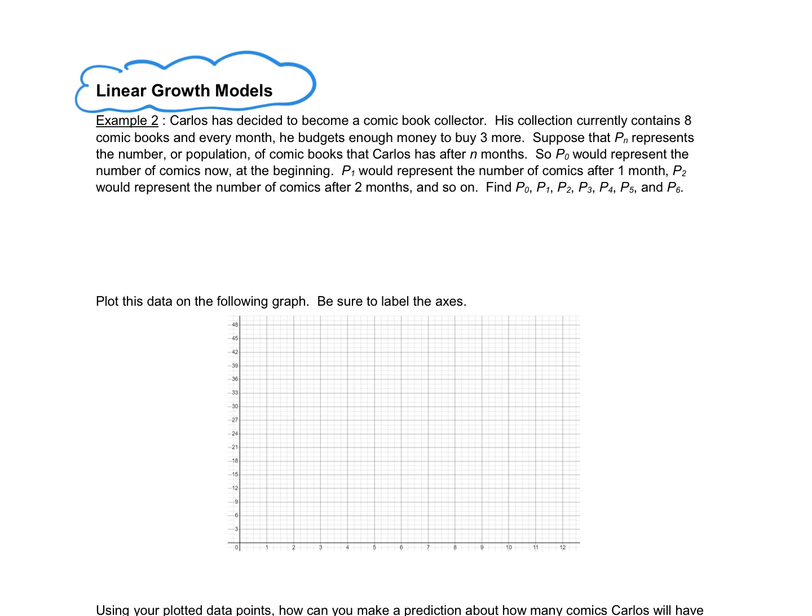Carlos has decided to become a comic book collector. His collection currently contains 8 comic books. Every month he budgets enough money to buy 3 more. Suppose that Pn represents the number or population of comic books that Carlos has after n months. So P0 would be the number of comics now at the beginning, which was the 8.